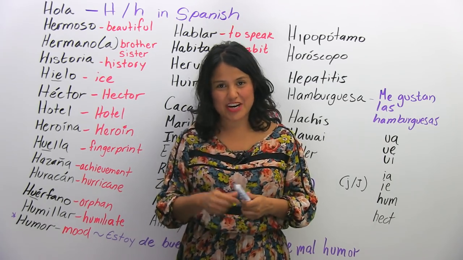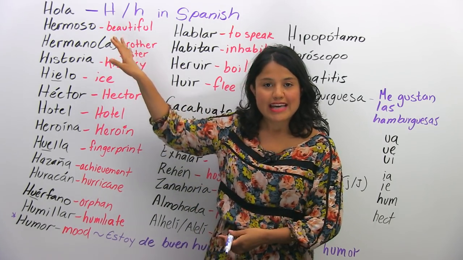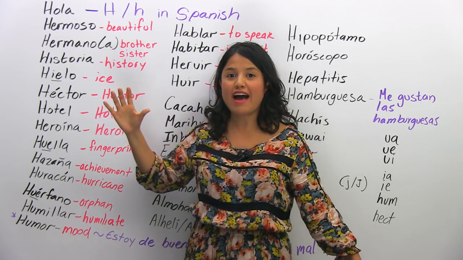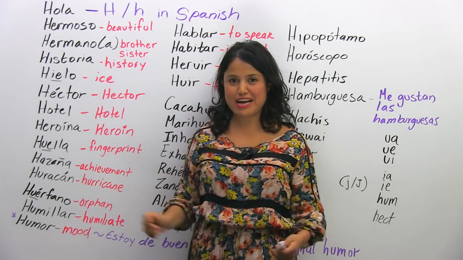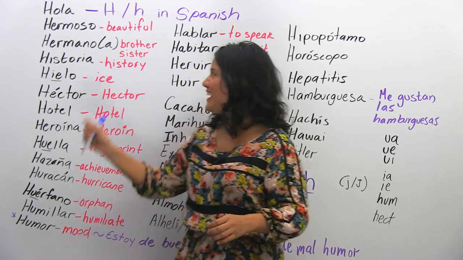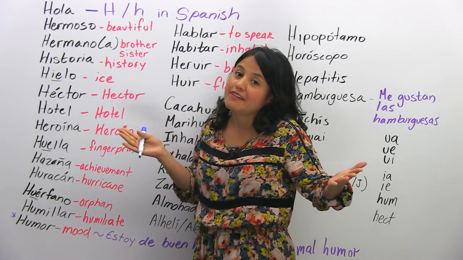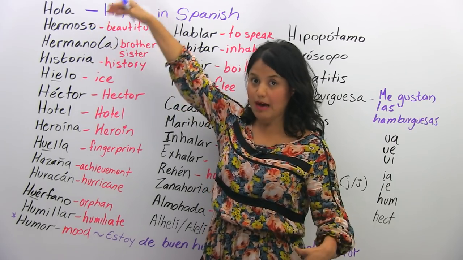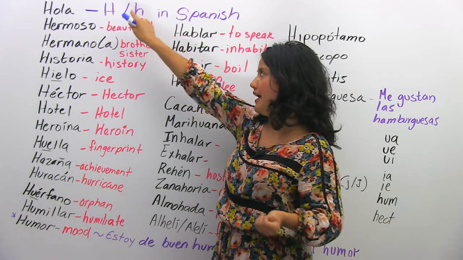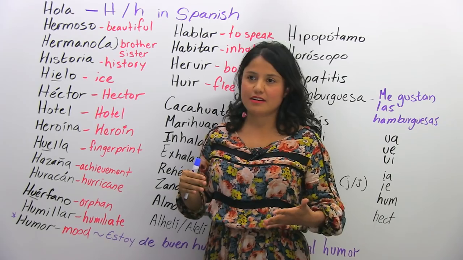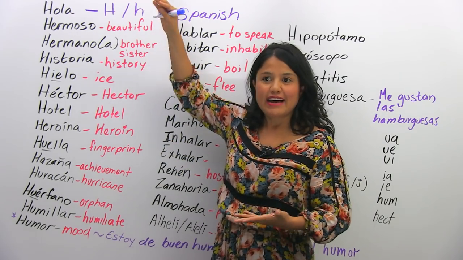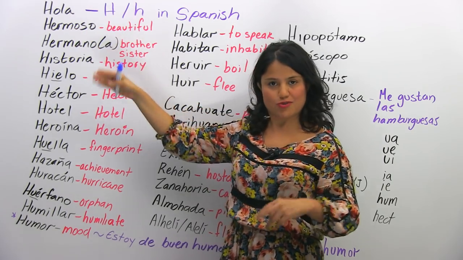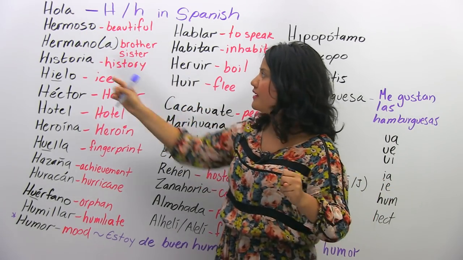So let's start with the words that have an H, but es muda. It's mute, doesn't have a sound. Let's start. And first word for the H, I wrote here an H, mayúscula, capital, and minúscula, lowercase, capital, lowercase, mayúscula y minúscula, same thing, they are mute.